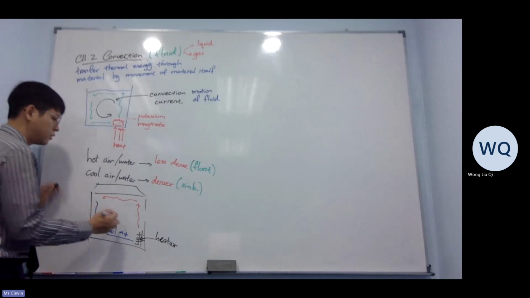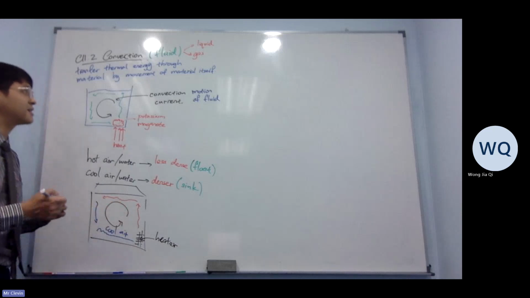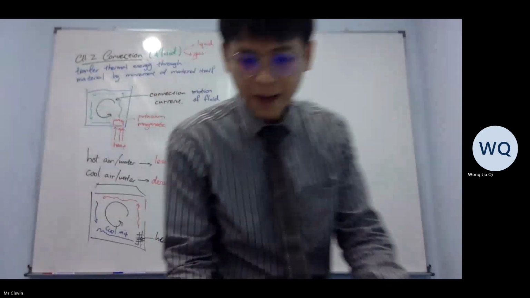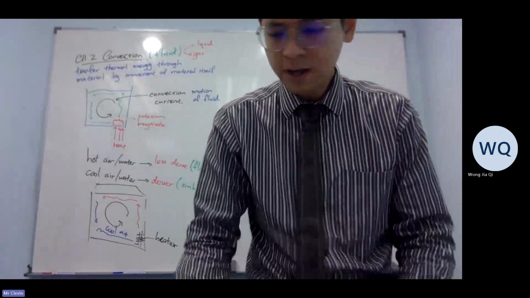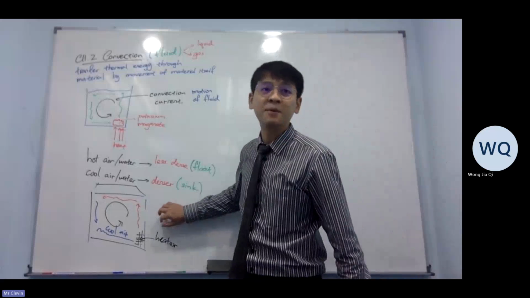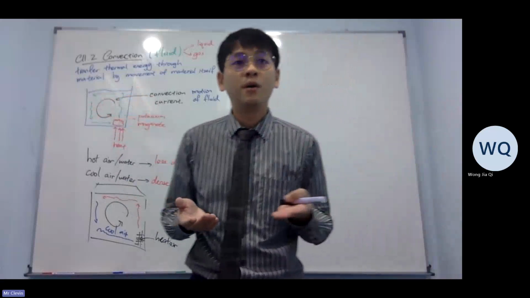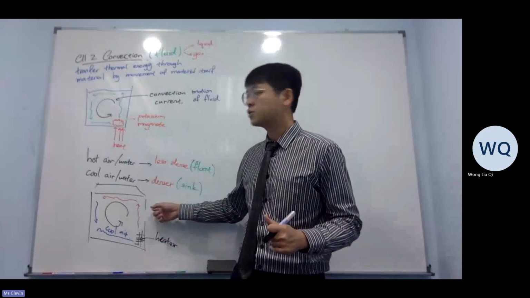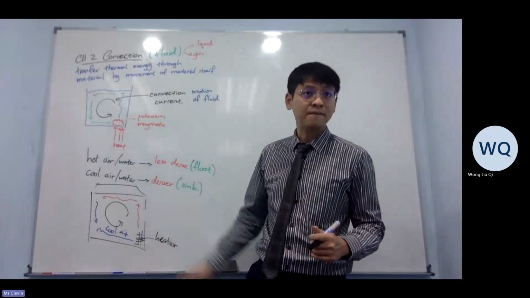So this is also another thing that we call a convection current. And not only for the heater, there's another example using the same concept: freezer, fridge, refrigerator. So this refrigerator also uses the same concept.